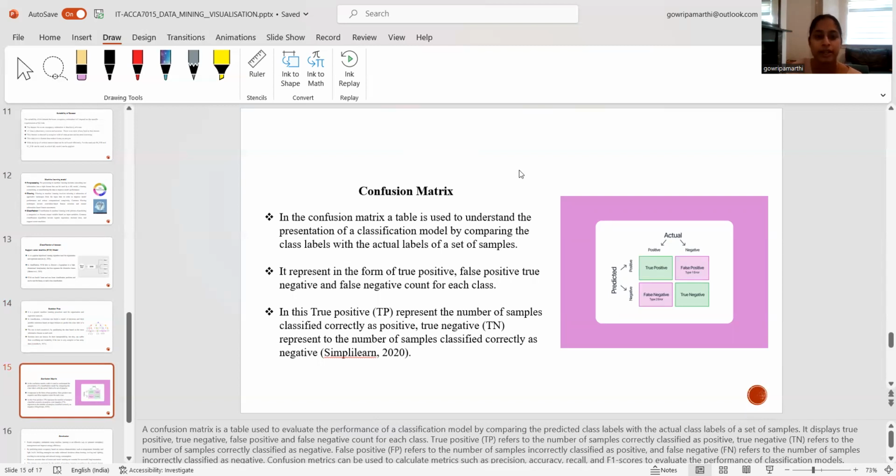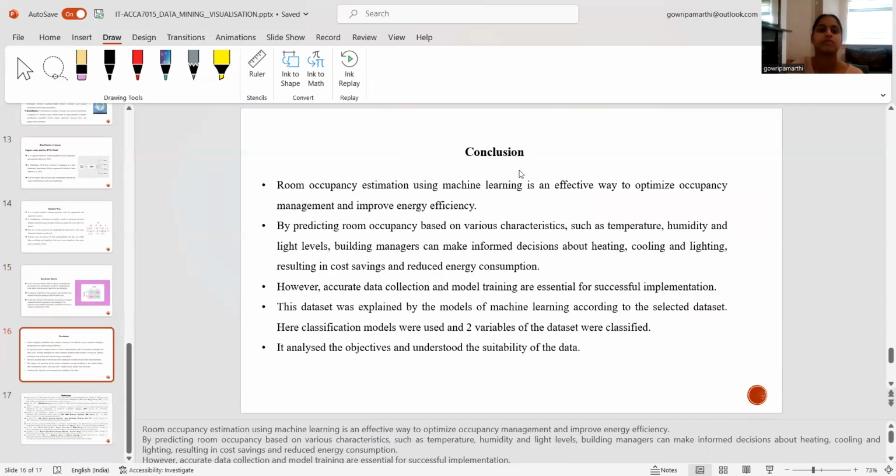True positive represents the number of samples classified correctly as positive. The true negative represents the number of samples classified correctly as negative. So this is also a somewhat complex method compared to the SVM.